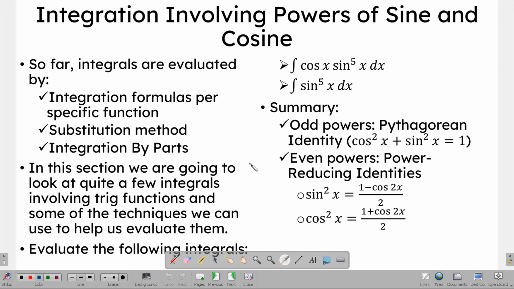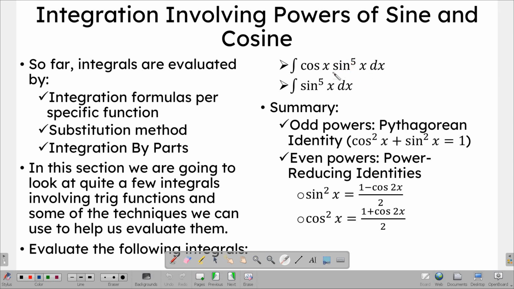Now let's talk about how we find integrals involving powers of sine and cosine functions. So far, we've had integration formulas for specific functions. We've also learned how to integrate using the substitution method, and how to integrate by parts. In this section, we're going to look at quite a few integrals involving trig functions and some of the techniques we can use to evaluate them.